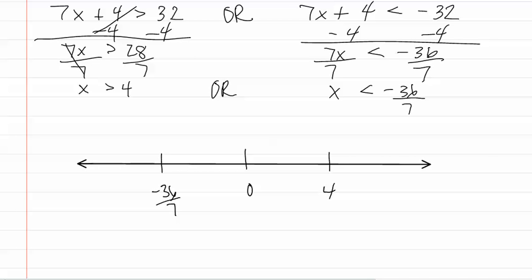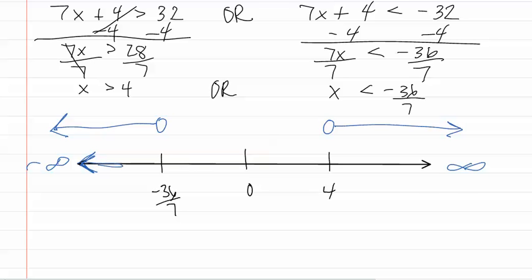Let's first draw x is greater than 4. Open circle at 4, going in the positive infinity direction. Then we have an open circle at negative 36 sevenths, going in the negative infinity direction. We write all pieces that are shown above, which results in the following graph.